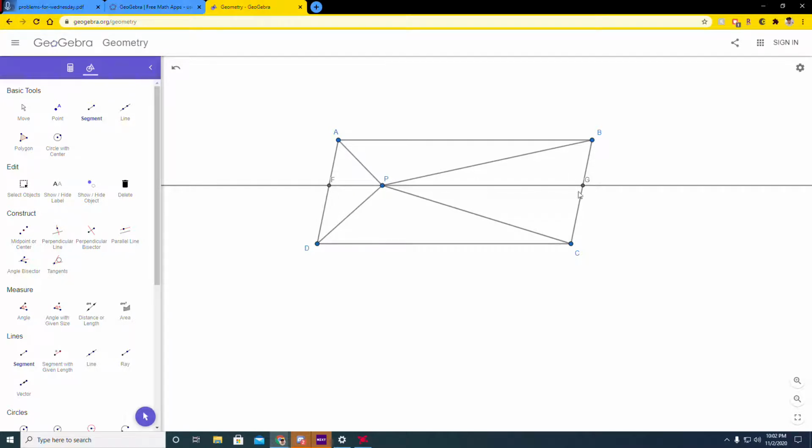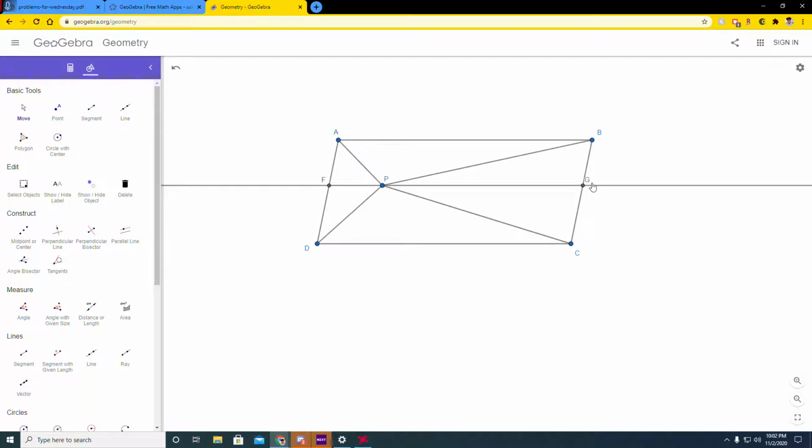Similarly, we're going to say that FGCD is also a parallelogram. We already established that FG is parallel to DC. And so all that's left is to observe that DF must be parallel to CG, again, because AD is parallel to BC. And that's because ABCD is given to be a parallelogram.